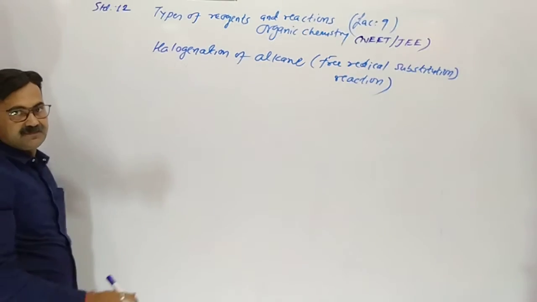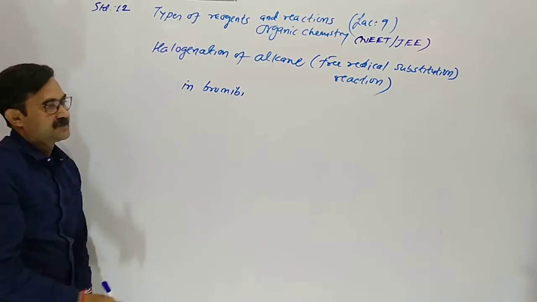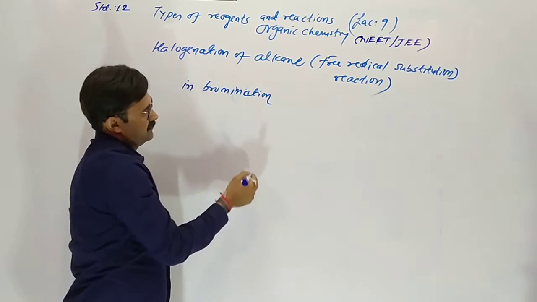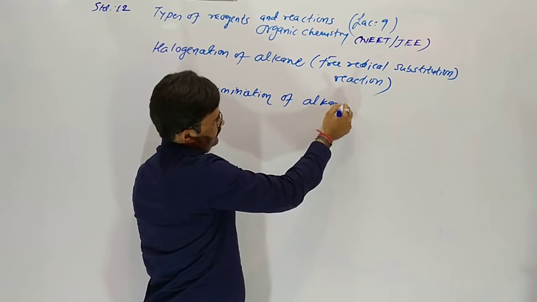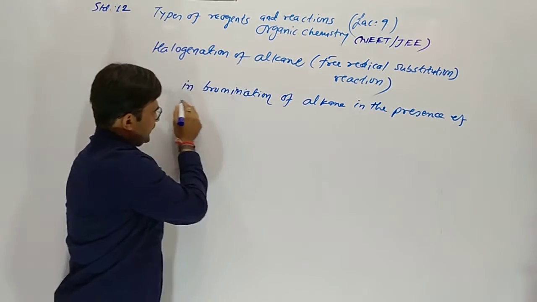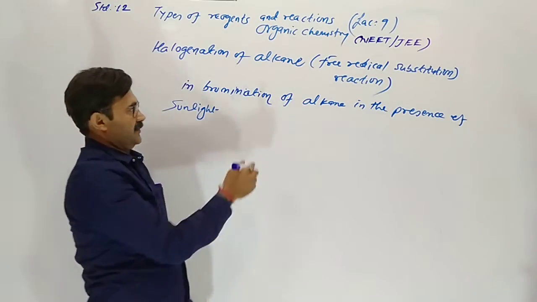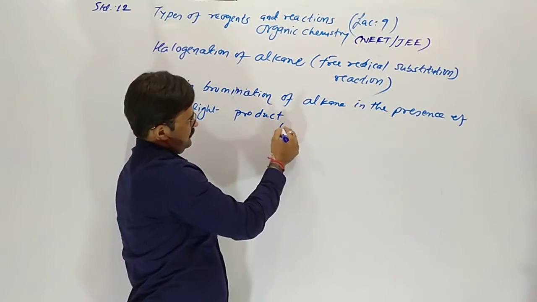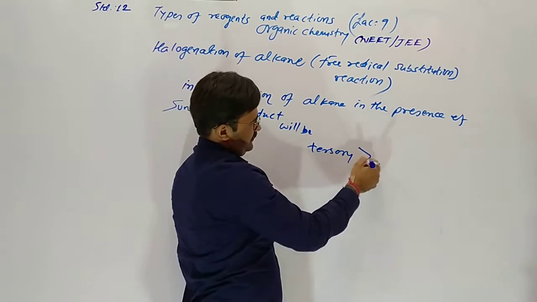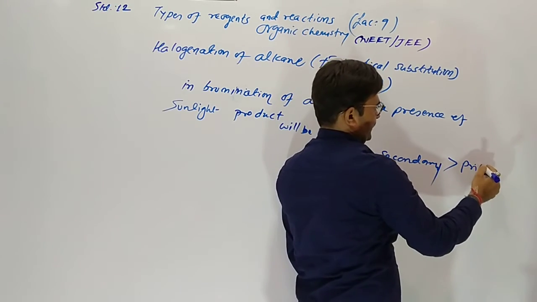In bromination of alkane in the presence of sunlight, the product will be tertiary, very maximum, secondary less, and primary very less.